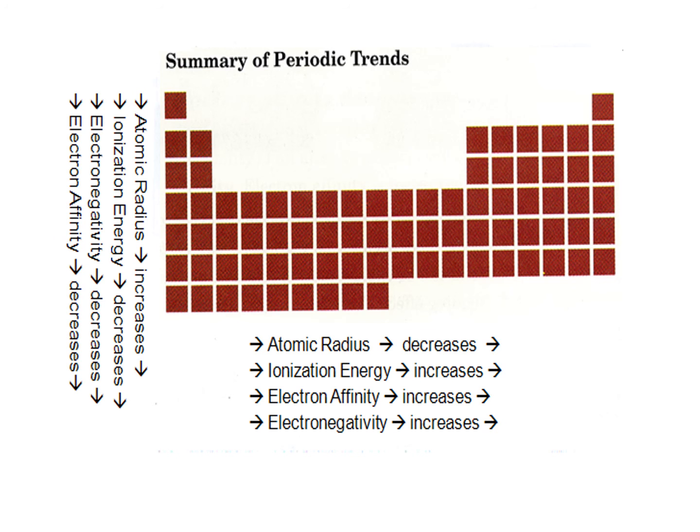Now let's see the summary of the periodic trends. From top to bottom, atomic radii increases, and from left to right, atomic radii decreases. Other than atomic radii, that is ionization energy, electronegativity, and electron affinity, all of these increase from left to right and decrease from top to bottom. So this is the summary of the periodic trends.